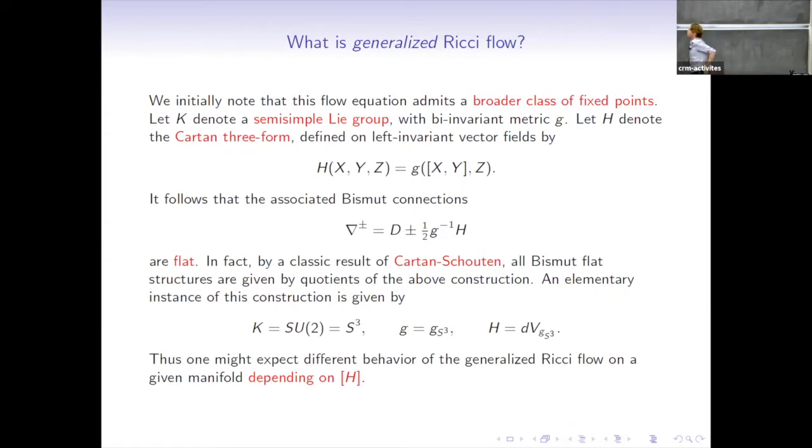Already in this example, you might expect this flow to behave very differently depending on the cohomology class of H. When H is 0, we all know the round metric is a Ricci flow shrinking soliton, but for H non-zero, in particular if H is the volume form on S^3, the round metric is fixed. So this geometry is just fixed under this generalized Ricci flow. And somehow, in a certain sense, it's protected by the cohomology class of H, which is preserved by the flow.